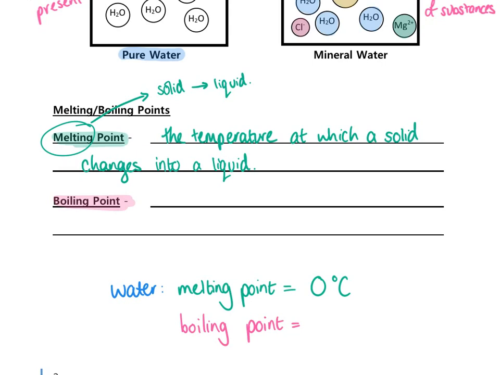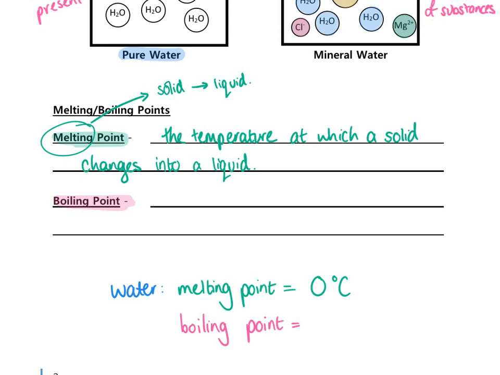Rather than saying the point at which something melts, instead of saying point, we're saying the temperature at which. And then instead of saying melts, we need to explain what melting actually means. Well, melting is the change of state from solid into a liquid. So for water, 0 degrees C is the temperature at which the solid form of water, i.e. ice, changes into the liquid form of water. So 0 degrees C is the temperature at which ice changes into water.